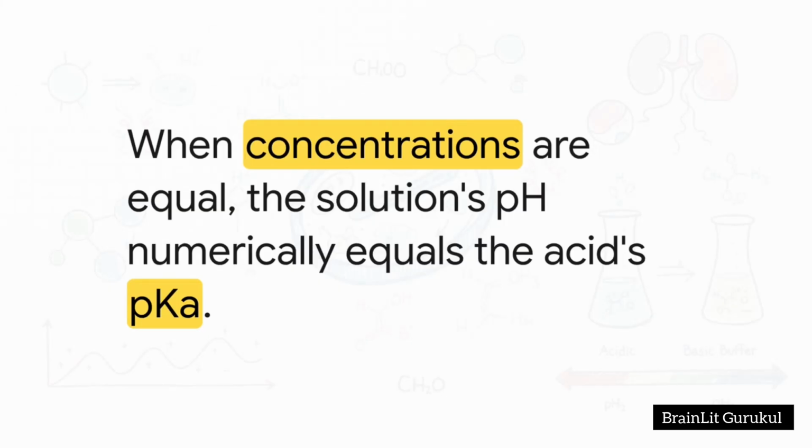And right here is where perfect equilibrium happens. When the molar concentrations of the weak acid and its conjugate base are exactly equal, the math does something beautiful. The ratio becomes 1, the log of 1 is 0, and so the pH of the solution becomes numerically equal to the pKa of the acid. That right there is the exact midpoint of a titration curve. It represents the state where the buffer system is at its absolute unyielding peak performance.